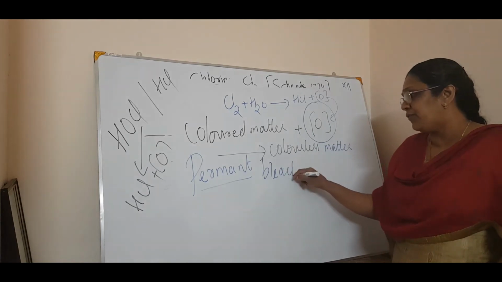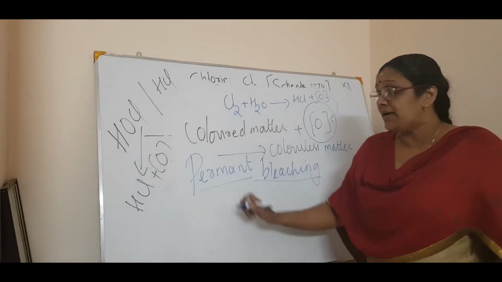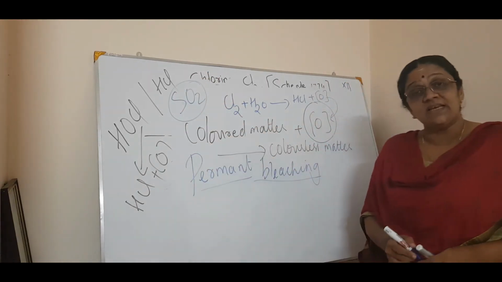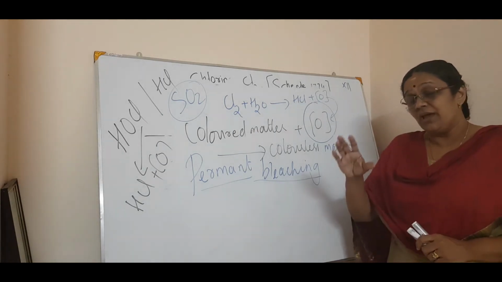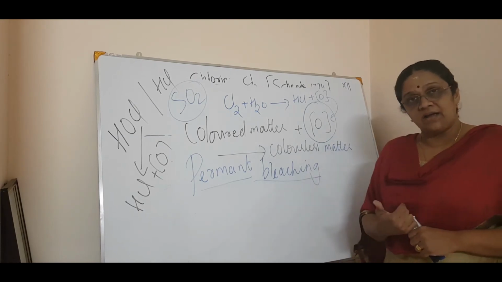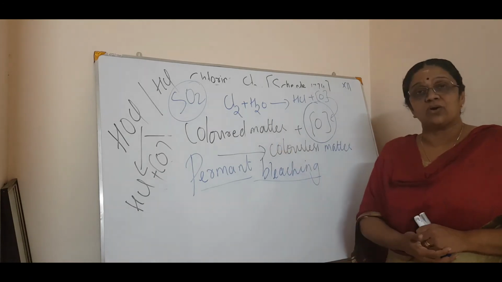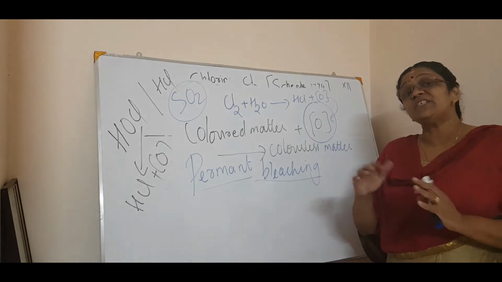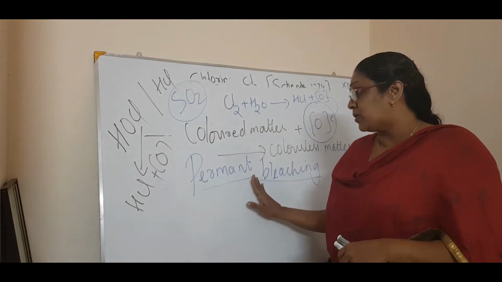If you look for chlorine, we use it for permanent bleaching. But the main difference between the bleaching action of chlorine and sulfur dioxide is that sulfur dioxide is used as a temporary bleaching agent. The color may come back. The permanent bleaching is mainly due to the nascent oxygen from chlorine and water. So this is the difference between the bleaching action of sulfur dioxide and chlorine.